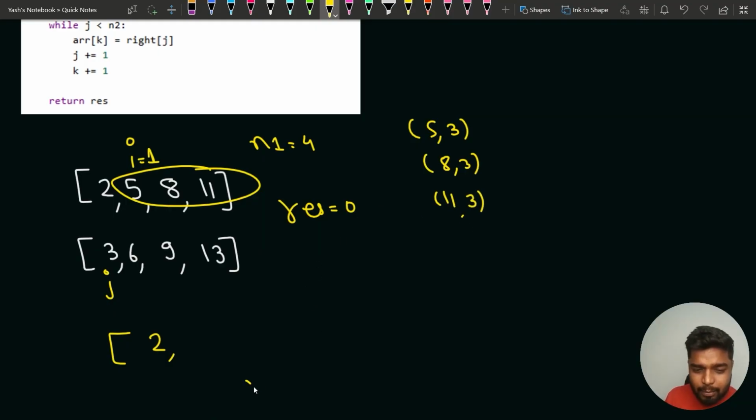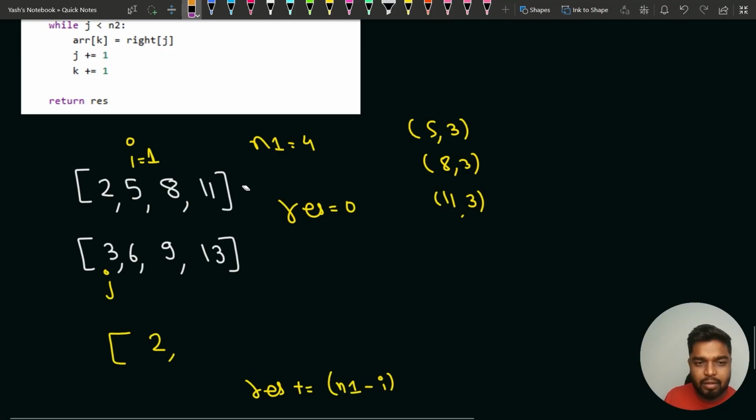In my result variable, what I need to do is result plus equals n1 minus I. When will I do this? Whenever the element in the left array is greater than the element of the right array. That is when I need to count inversions. So n1 minus I here, the size of the first array minus I.